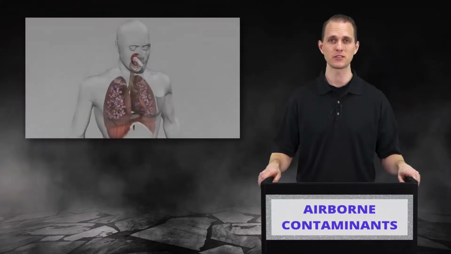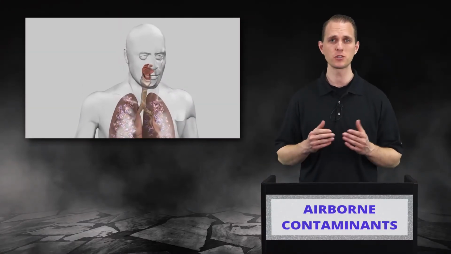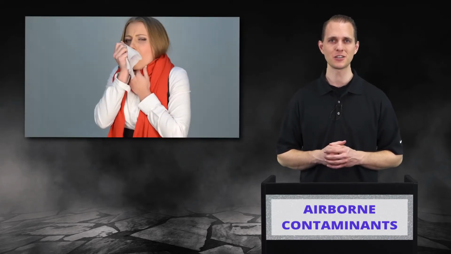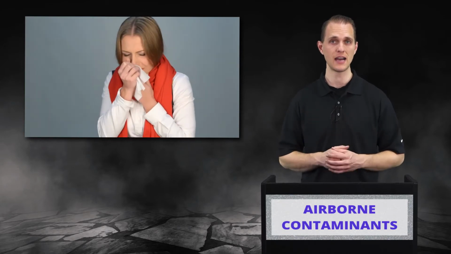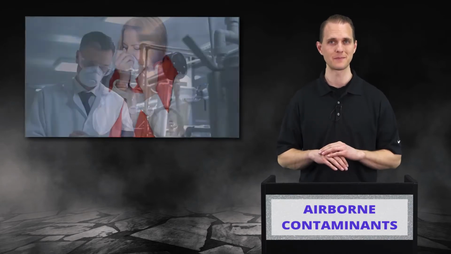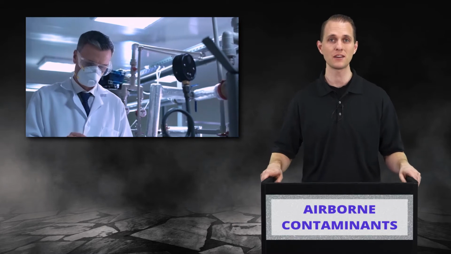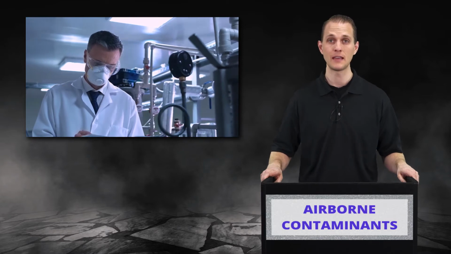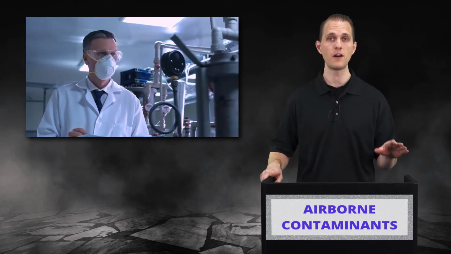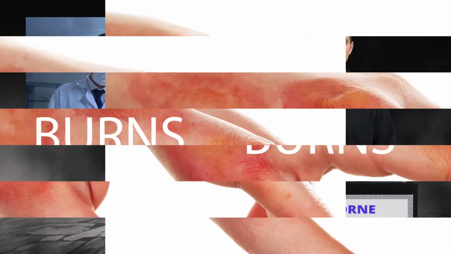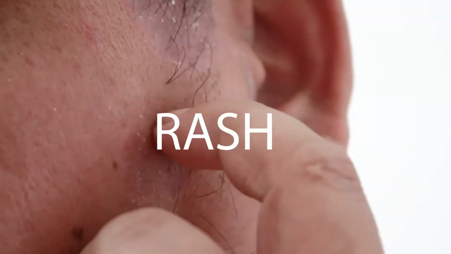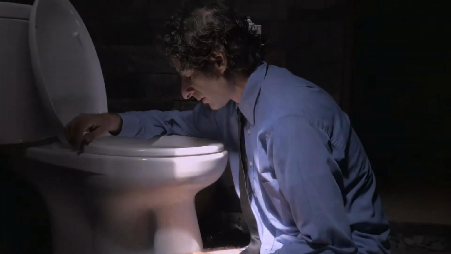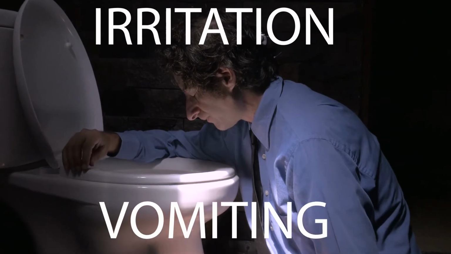When it comes to health hazards, inhalation is the quickest and most direct route of entry, which makes it the most common type of exposure. Ingestion can occur by hand-to-mouth contact, and absorption occurs through the skin. Proper protection should be used when handling chemical substances or using machines with high potential of exposure. If exposed to air contaminants, the following injuries can occur: burns, rash, respiratory disease, short or long-term conditions, irritation, and vomiting.